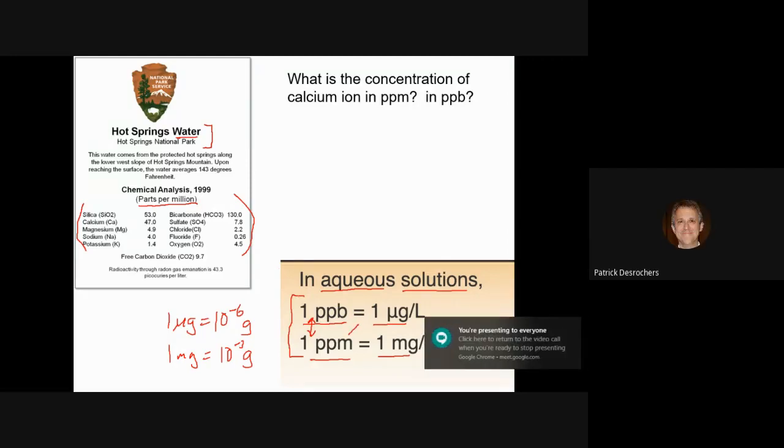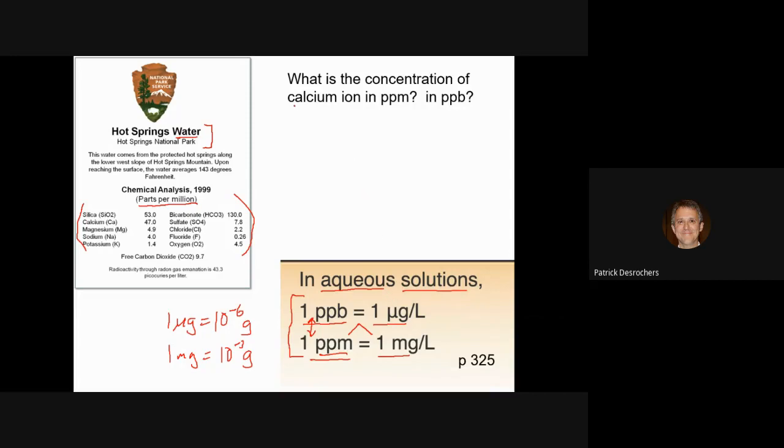Right. This one right here is 1,000 times more than that. So if the number was 1, if they were the same thing, this one would be 1,000 times more concentrated than that. And so part per billion is usually used for extremely low concentrations, and parts per million for low concentrations, but not quite as low. All right, do you have any questions?